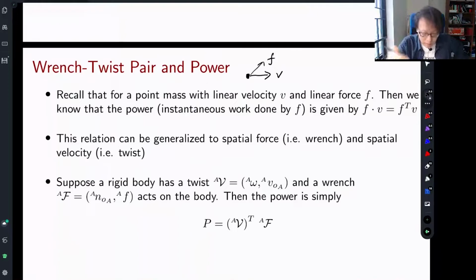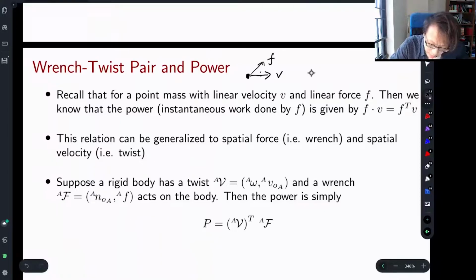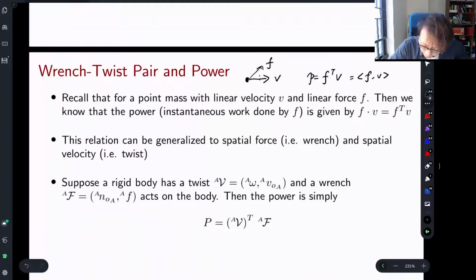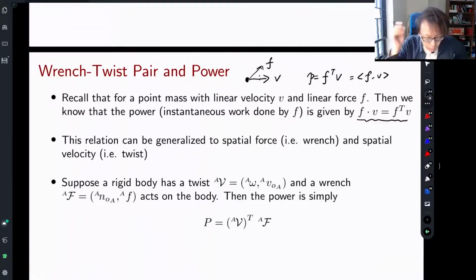So that's basic high school physics. Roughly the power equals F transpose times V, in other words, the inner product between F and the velocity. So this gives us the formula for the power, or the instantaneous work done by the force.